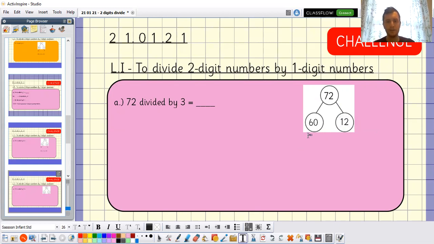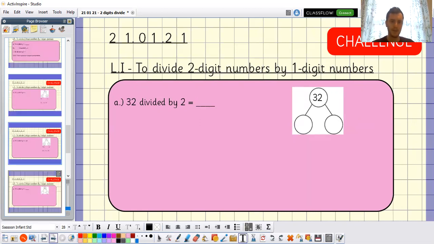Now I'm dividing both of those by 3 because that's what it says in the question. So 60 divided by 3 is 20, because 6 divided by 3 is 2. 12 divided by 3 is equal to 4. So I've got my two parts that I need to add together. 20 plus 4 is equal to 24. Our answer here is 24.